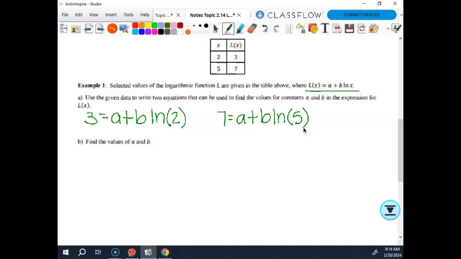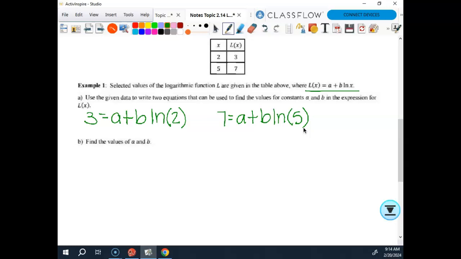Then, now we're going to find the values of a and b. In order to do that, I have 2 equations and 2 variables. What is this type of situation called? A what of what? A what of equations? A system of equations. And we have multiple ways to solve systems. If I had 3 variables, I'd need 3 equations.